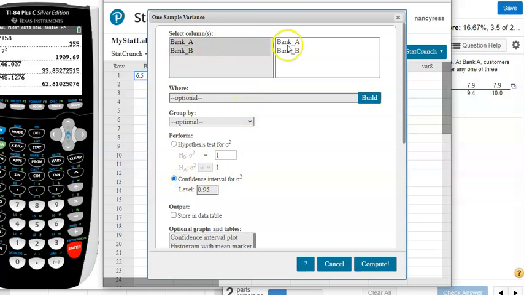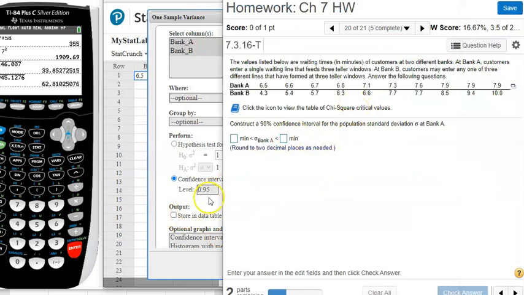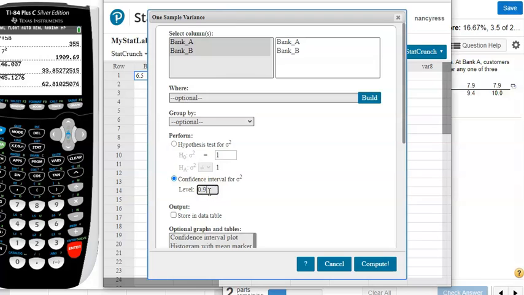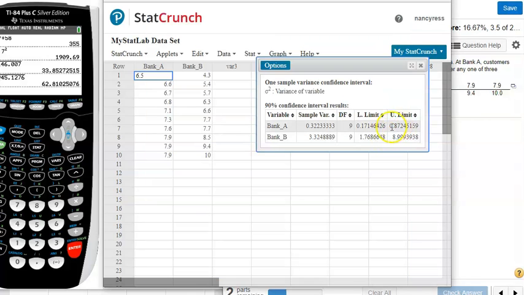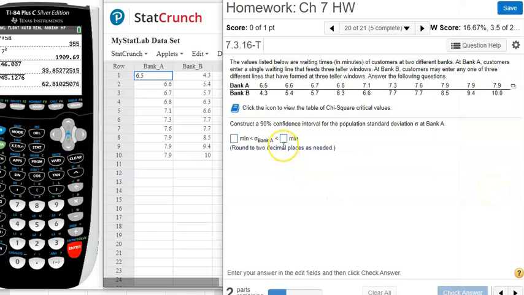So all you have to do with this is select the columns and then put in the confidence level that they asked for. In this one, it's 90%. And then remember, when you get these answers, these are for the variance, so you have to take the square root to get the answers for the standard deviations.